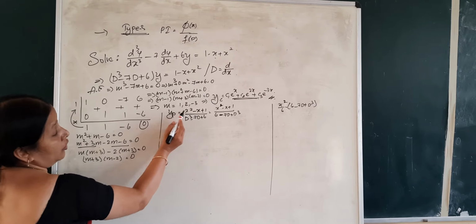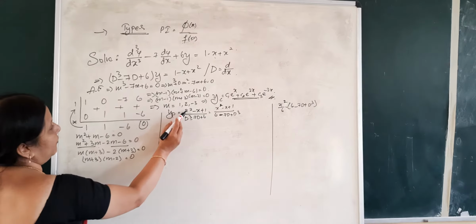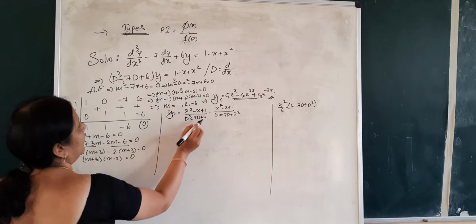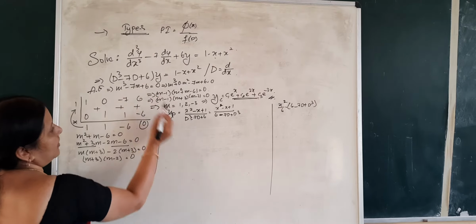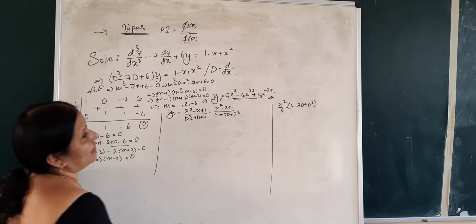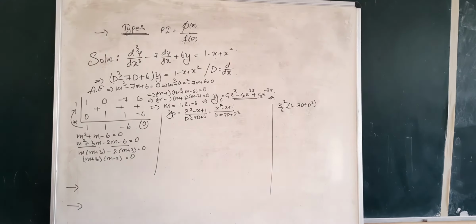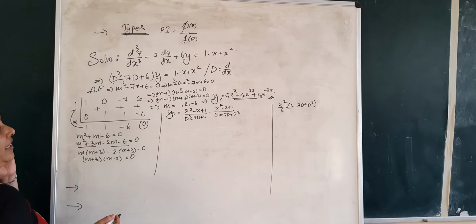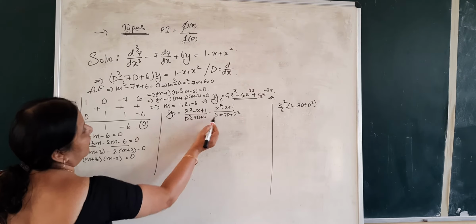You are supposed to always take the highest power of the variable first in the numerator. In the denominator, this is f of d, which is d cube minus 7d plus 6. But in the denominator, you have to consider the least power of the derivative operator d first. So these two are reversely arranged.